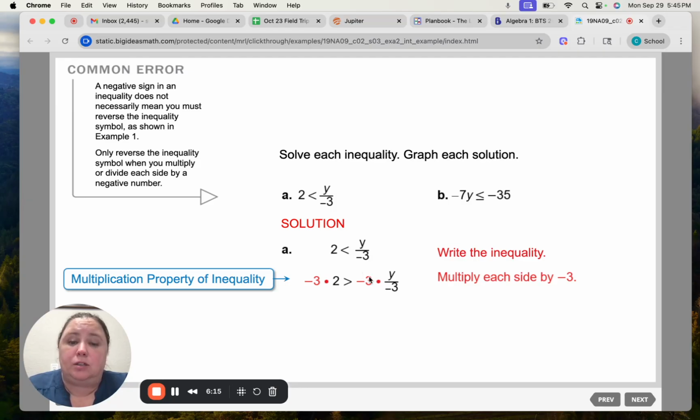The minute you multiply both sides times that negative to move it across, you need to go ahead and flip the middle sign. So instead of less than, it changes to greater than. This will catch you up on your test. Make sure you're paying attention to this.